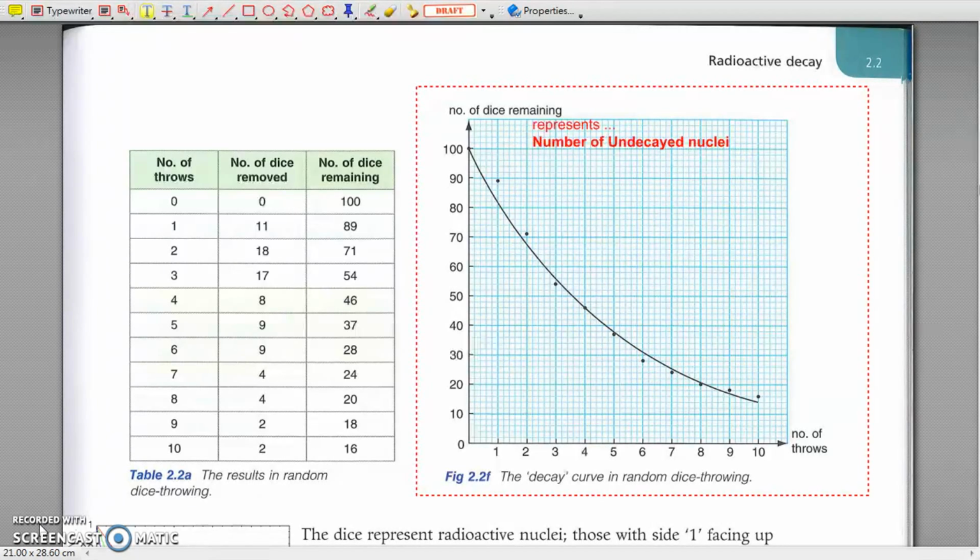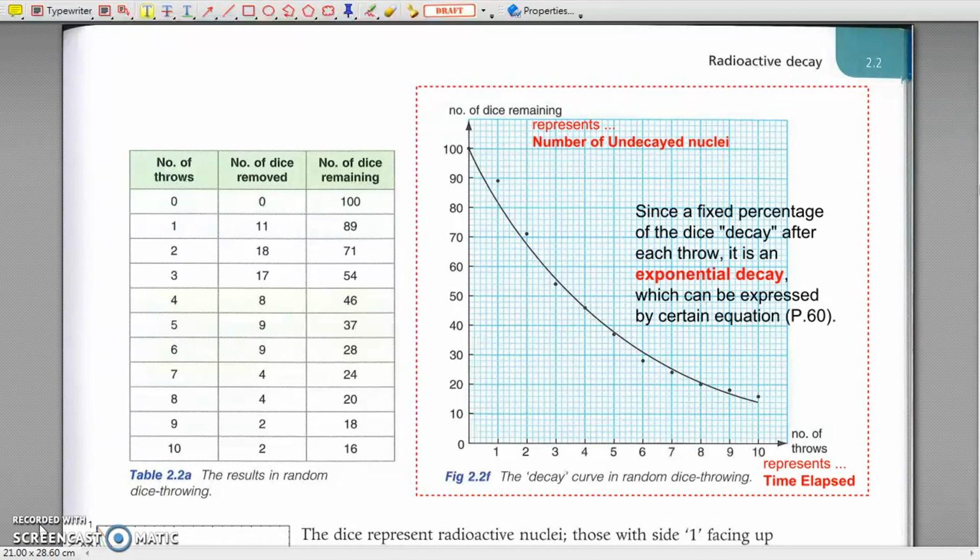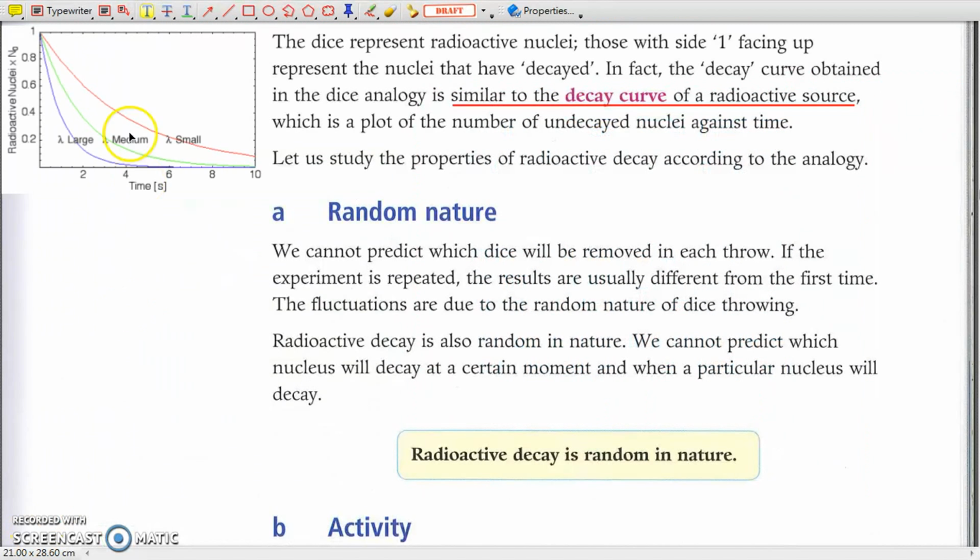The dice remaining in the tray represent undecayed nuclei. So the number of undecayed nuclei in a radioactive sample should also decrease according to a similar decay curve. Such decay is called exponential decay, and the curve drops faster if the probability of decay is larger.